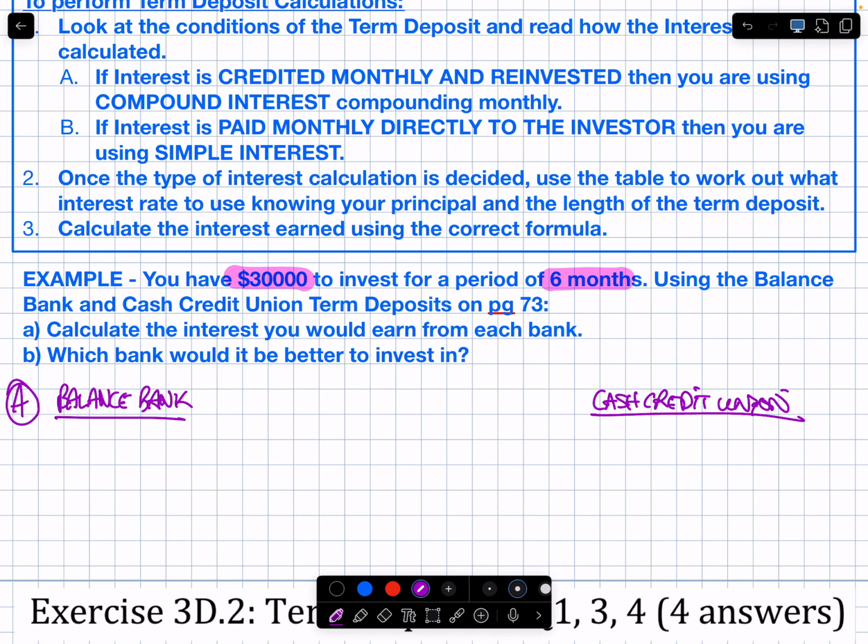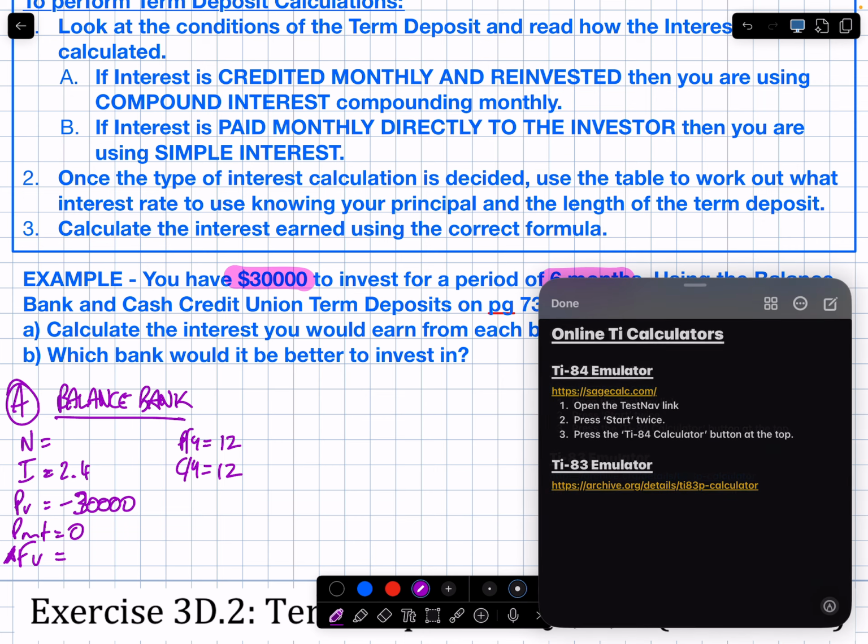Okay? So now what would your working out look like? It's a TVM Solver question. So N, I is 2.4, PV is the initial amount. So I put 30,000 in. So what sign would that be? Is it going to be positive 30,000 or negative 30,000? Negative, because it went in the bank. It's not in my pocket right now. PMT, we ignore payments. FV is what I'm going to solve for. I want to see what it grows up to. PY is going to be monthly. CY is also going to be monthly.